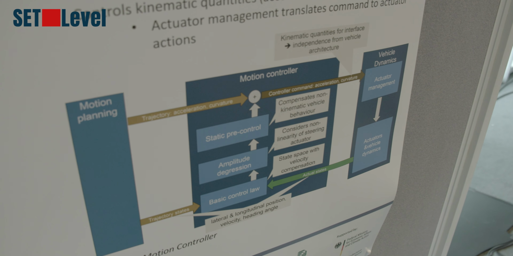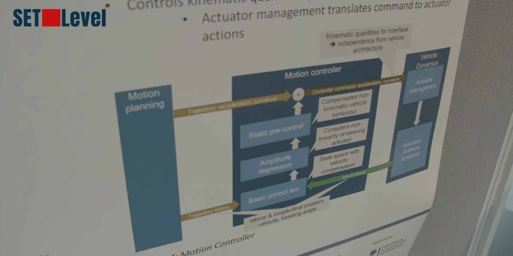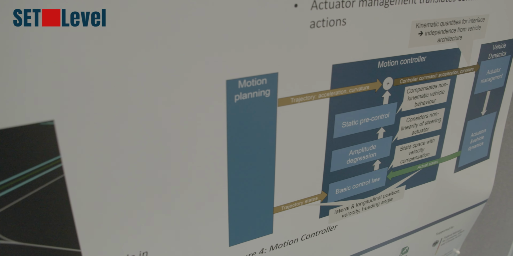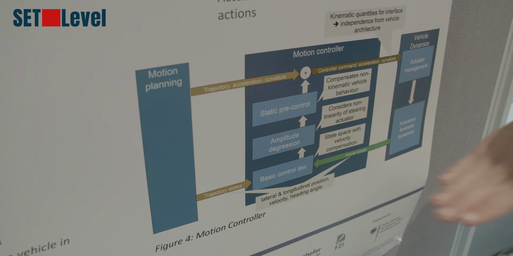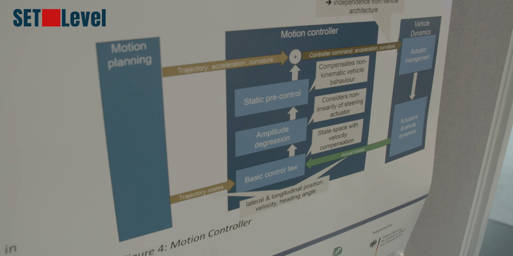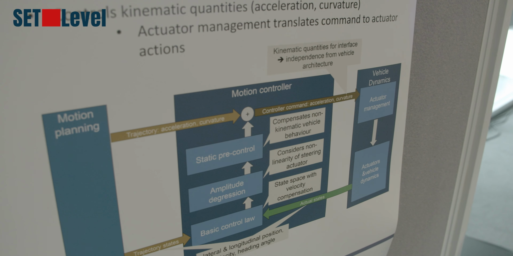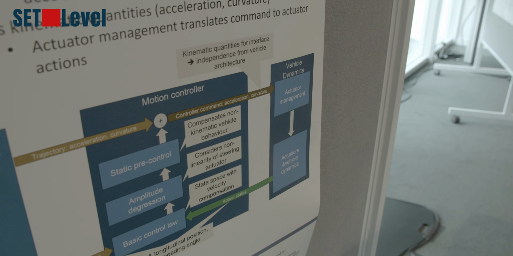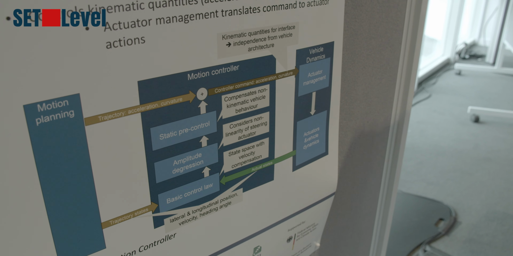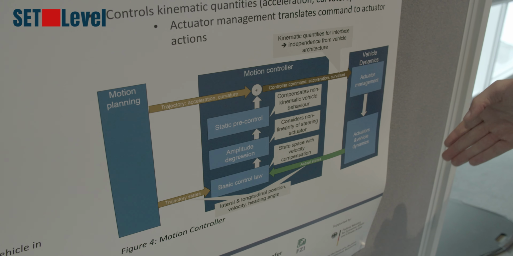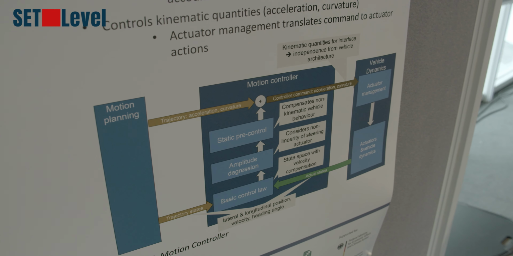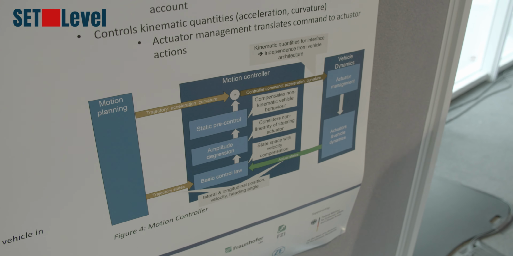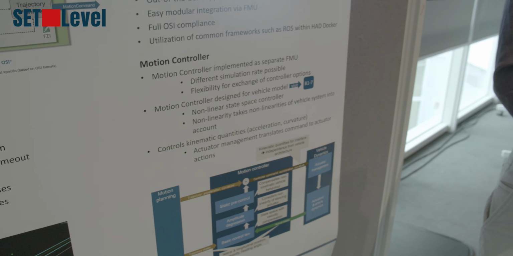Finally, we have a graph of how the motion controller is built up. On the left-hand side, we have the motion planning, which sends the trajectory into the motion controller. We have a basic controller at the bottom, then two steps for nonlinearities and pre-control, and finally we send out the acceleration and curvature to the vehicle dynamics module, which has the actuator management and the actual simulated actuators, which then feed back the actual state of the vehicle, including its position, as feedback for the controller. Thank you for your attention.